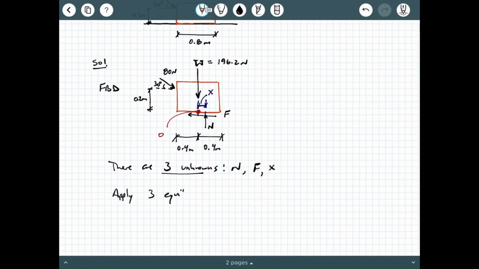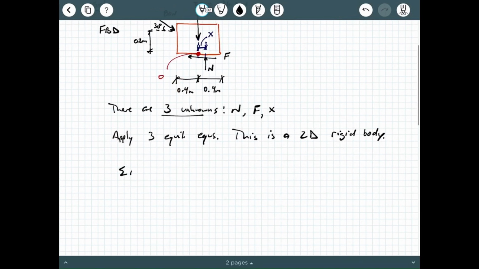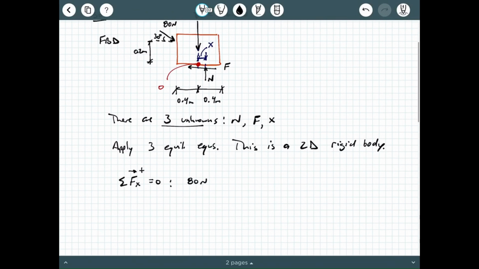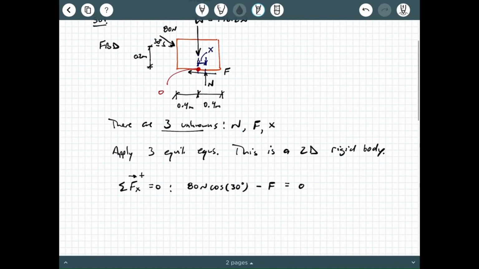What can we apply? We can apply three equilibrium equations because this is a two-dimensional rigid body. So here we go. We're going to say sum of the forces in the x direction equals 0, and everything in the x direction is going to come into play here. So we're going to have 80 newtons times the cosine of 30 degrees, and then minus that friction force F equals 0.